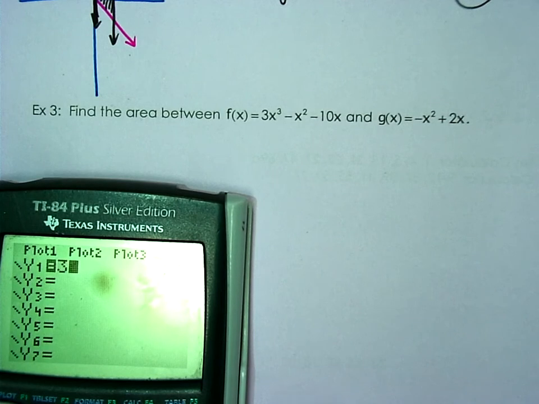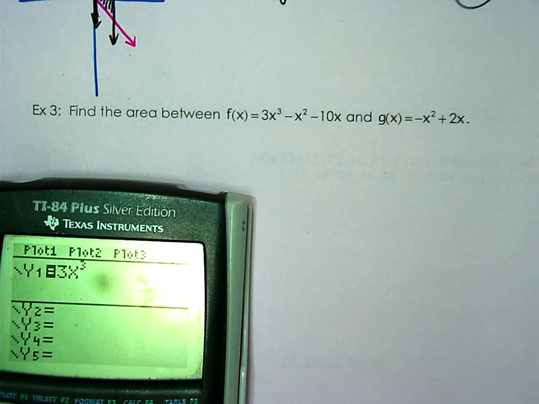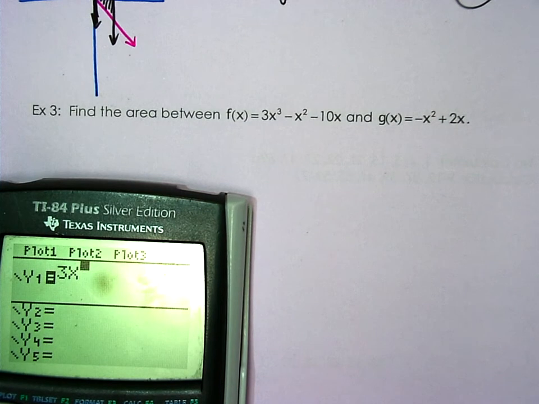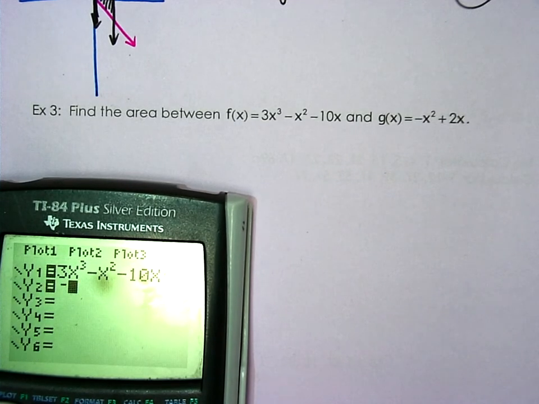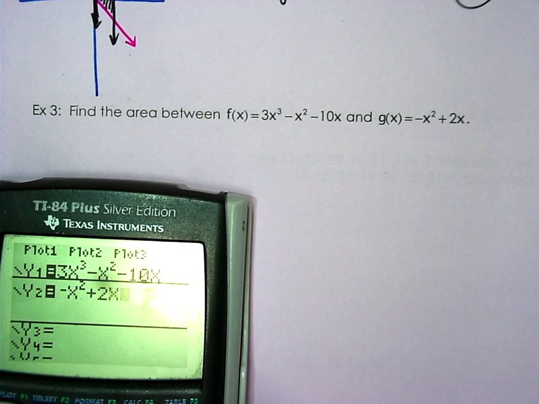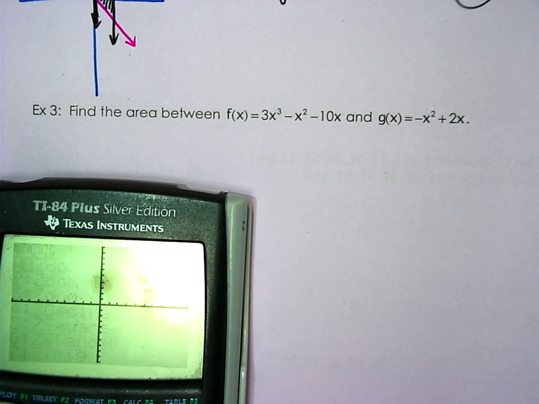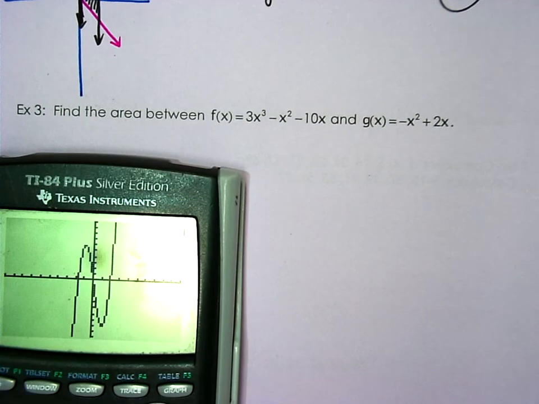So I've got 3x cubed minus x squared minus 10x. And then I've got negative x squared plus 2x. Since they're polynomials, I'm going to zoom 6 and see what I can see. So you should do that on your calculator too.